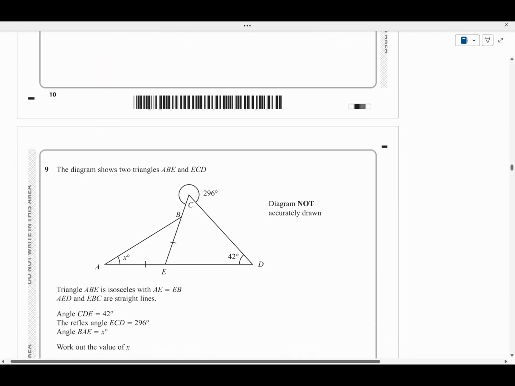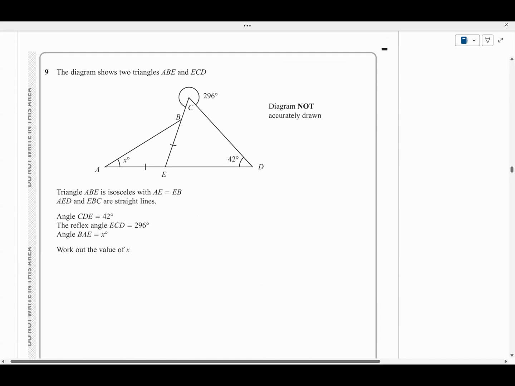Question 9. The diagram shows 2 triangles. Yes, it does, and I can see them there. One of them, triangle ABE, is an isosceles, with that side equaling that side. And then it says AED, well that's this line, is a straight line. And EBC is a straight line. They look like straight lines, so that's fine.